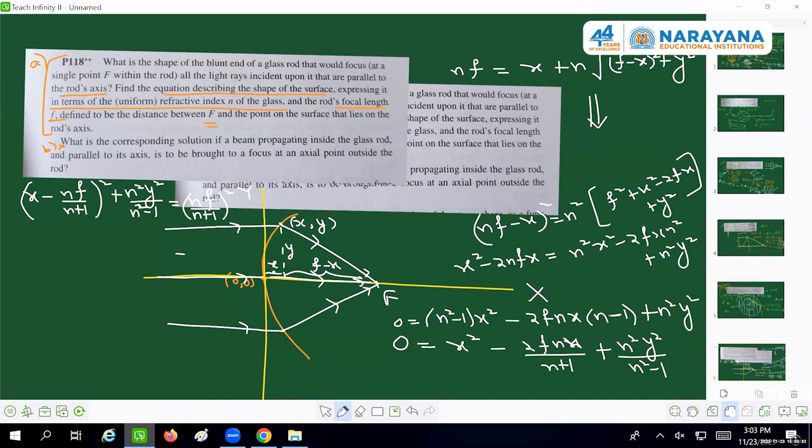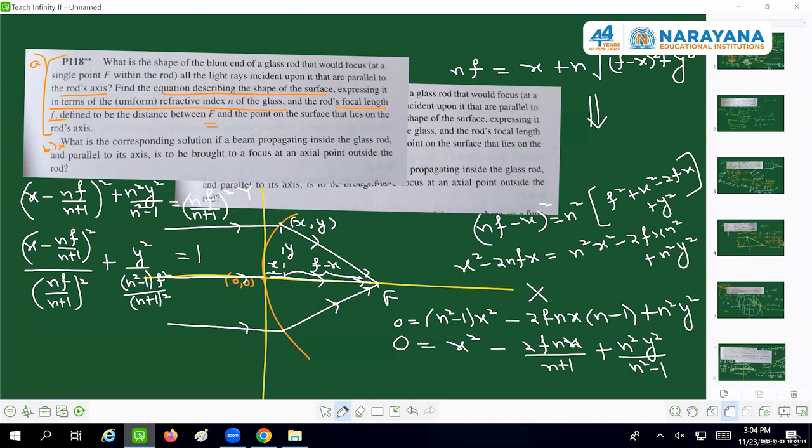This becomes 1. Now it is (x minus nf upon n plus 1) the whole square upon (nf upon n plus 1) the whole square plus, just try to write this carefully, y square upon, so what are we getting? It is n square minus 1 into f square upon (n plus 1) the whole square.